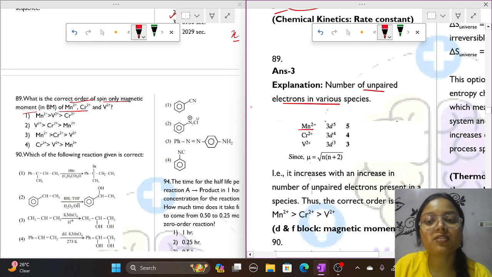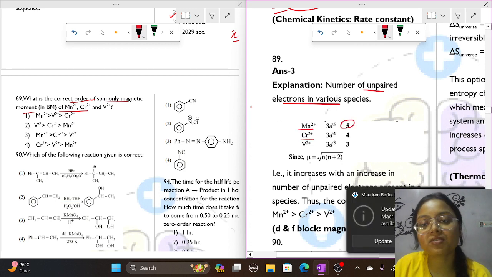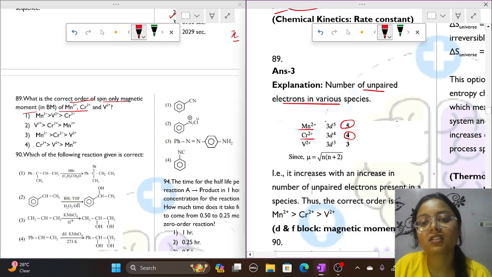So Mn+2 has 5 unpaired electrons. Cr+2 has 4 unpaired electrons. V+2 has 3 unpaired electrons.